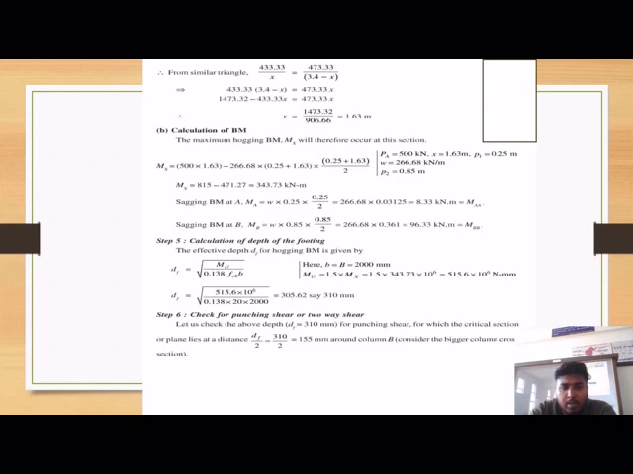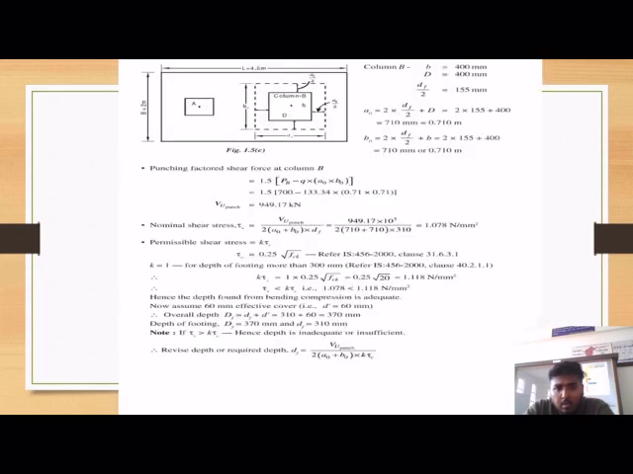Calculation of depth of the footing. The effective depth d1 for hogging BM is given by d1 is equal to square root of Mu by 0.138 fck b, which is the square root of 515.6 into 10 to the power 6 by 0.138 into 20 into 200, equal to 305.62. Punching factored shear force at column B, 1.5. Normal shear stress, permissible shear stress. Hence, the depth found from bending compression is adequate. Now assume 60 mm.